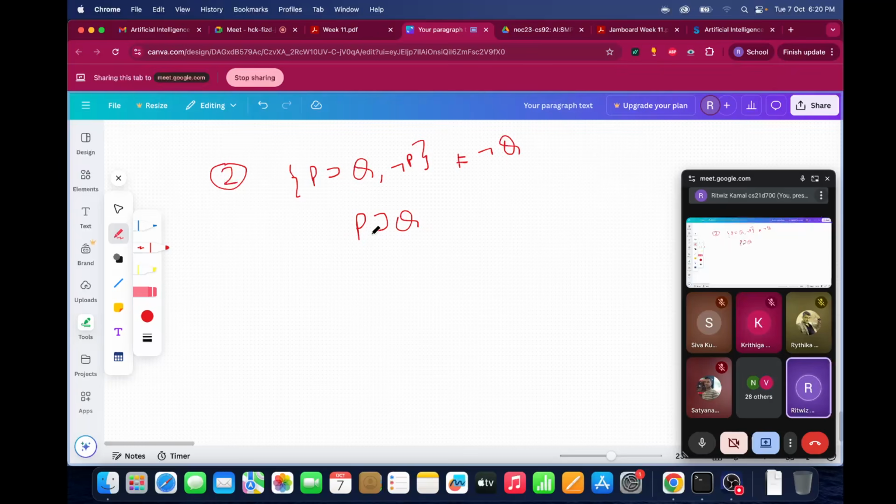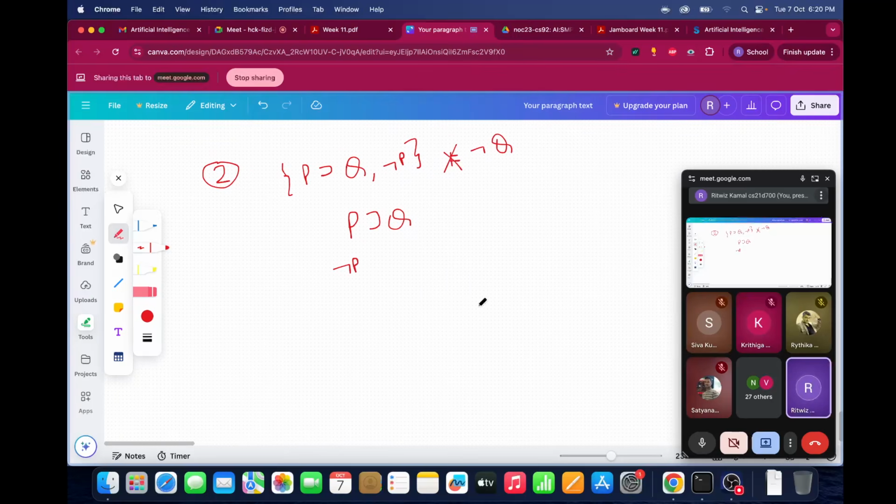If we were told that P is true, then we could have said that Q is true. But we are given not P, which means P is not true. Using this, we cannot say that not Q is true. This is actually not a valid entailment.